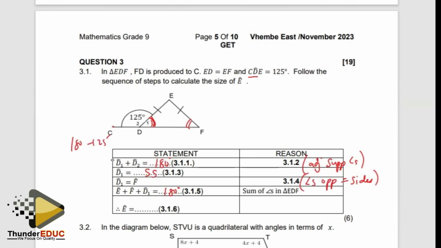Then they want us to get E. So if this is a 55, this is also a 55. We need to get E. So 55 plus 55 plus E should give us 180. 55 times 2 is 110. Then 180 minus 110 is going to be 70. So that's how we would get the 6 marks.